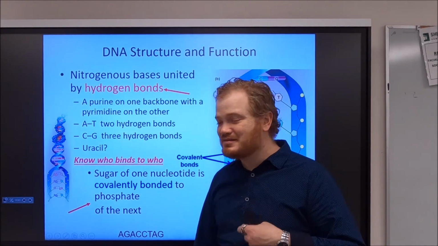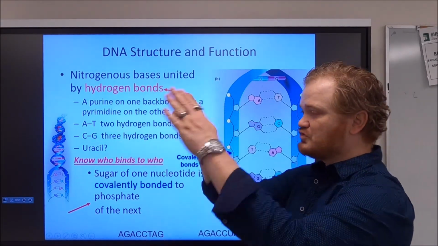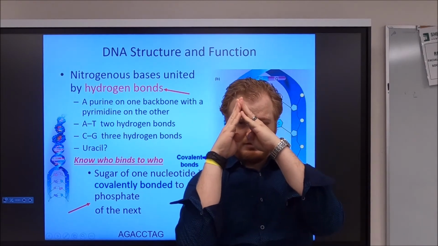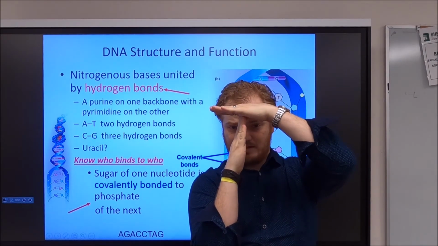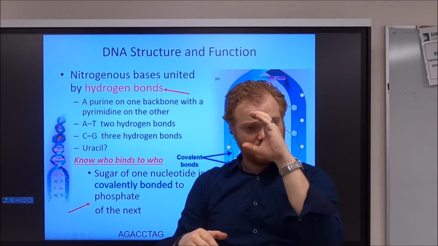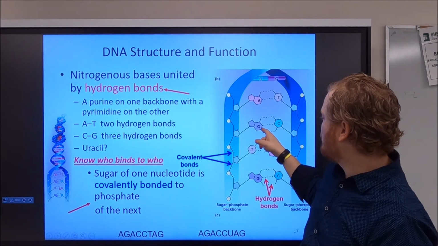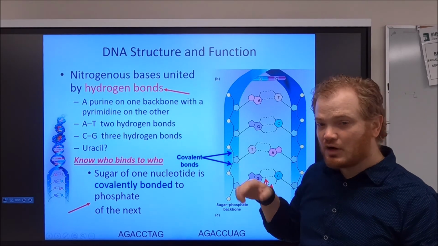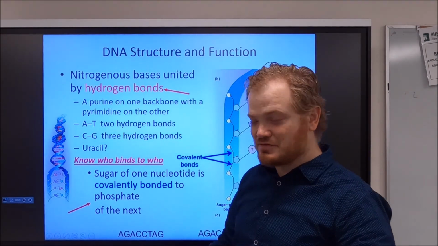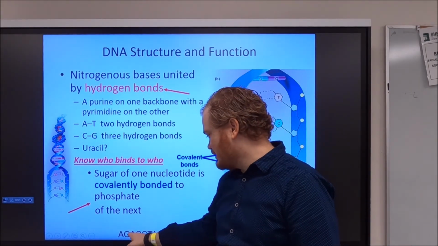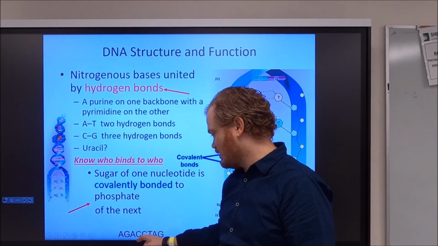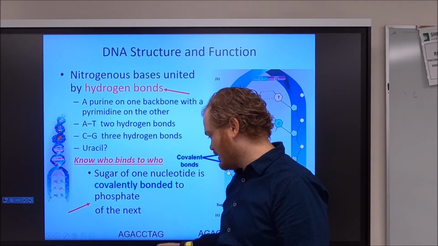The way I think about this is, the straight looking letters like an A only bind to the straight looking letters like a T. And the curvy looking letters like cytosine, C, only bind to the curvy looking letters like guanine, G. Curvy letters and curvy letters, straight letters and straight letters. Adenine to thymine, guanine to cytosine, adenine to thymine, cytosine, guanine, thymine, adenine, adenine, thymine, guanine, cytosine.